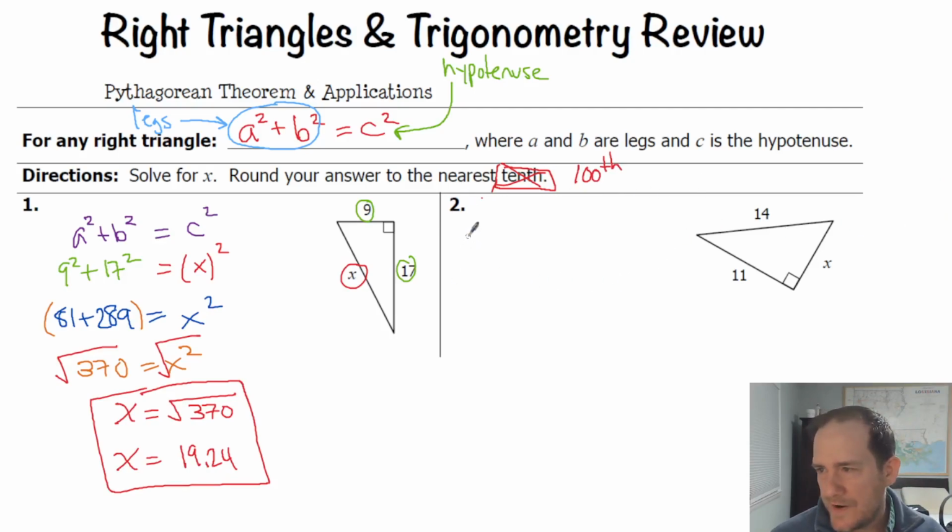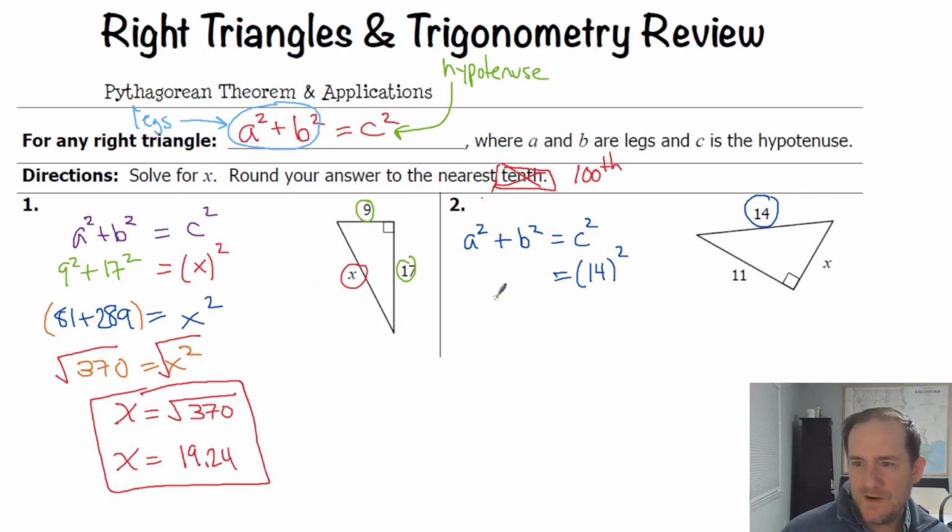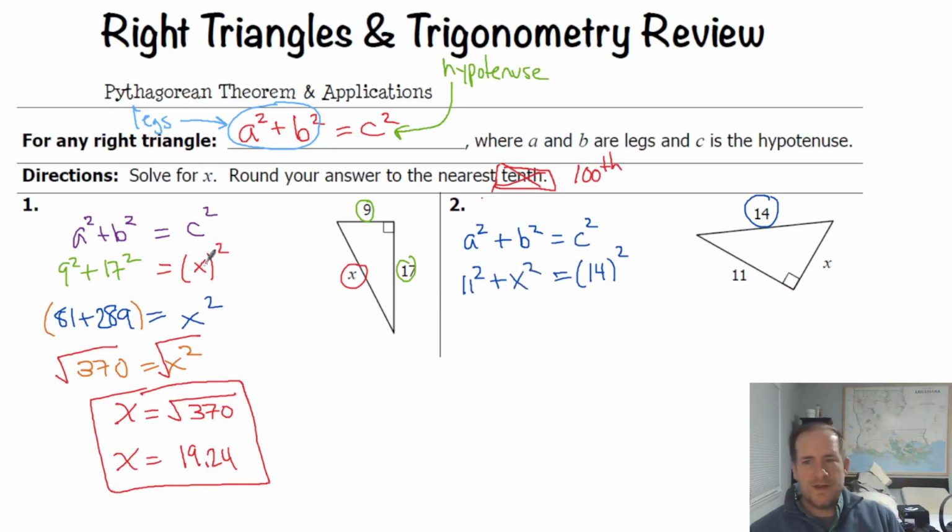Number 2, I would write out the theorem again. Just really keep writing it until you've got it in your brain. So now, again, I like to take the hypotenuse and plug it in. So you'll notice that number 2 is different because this time our variable is going to be one of the legs. We're going to have 11 squared plus x squared equals 14 squared. But in the first problem we did, x was c, so x was all alone on one side. But here, x is kind of in the middle, it's over here on the left, it's got something else. So the math's a little different this time through.